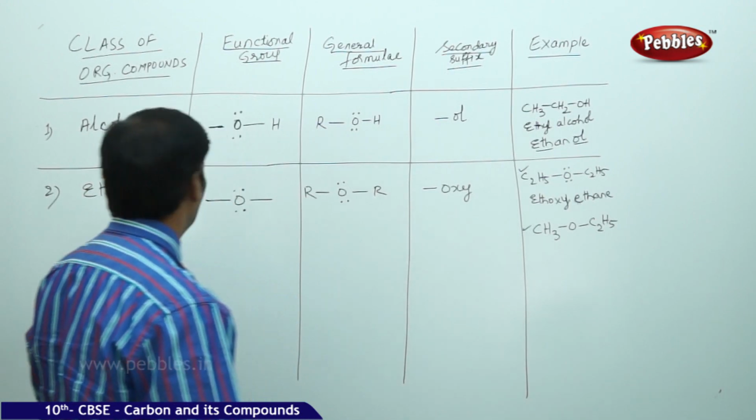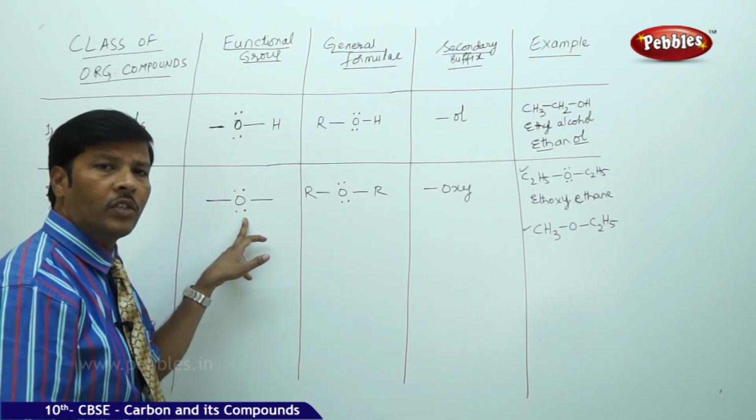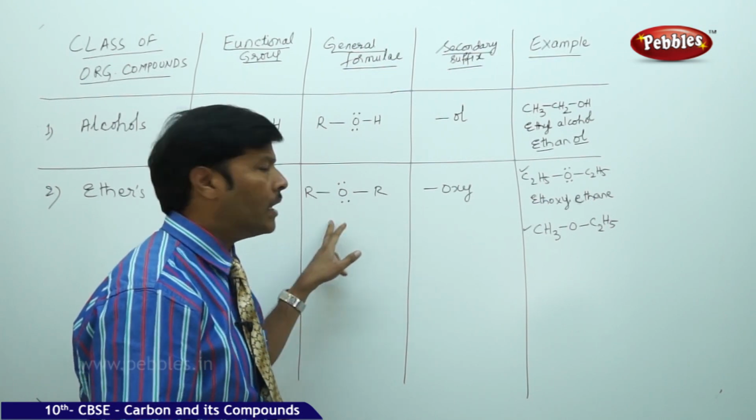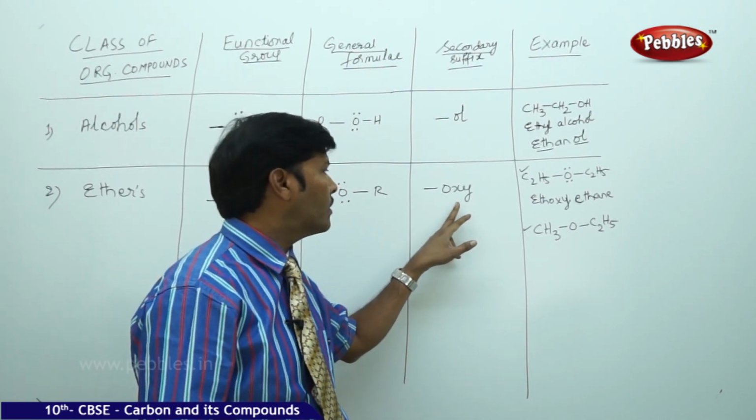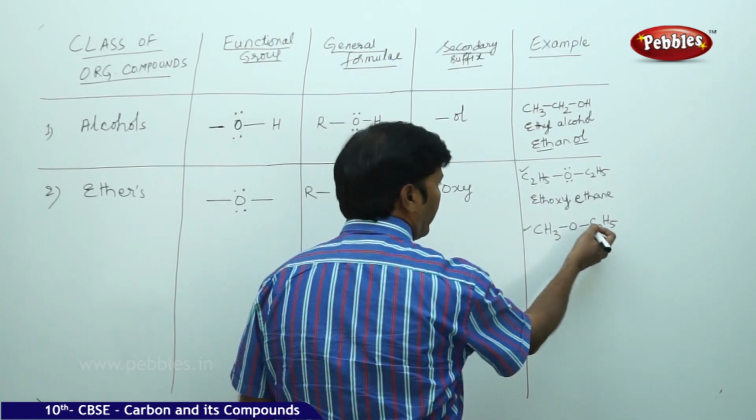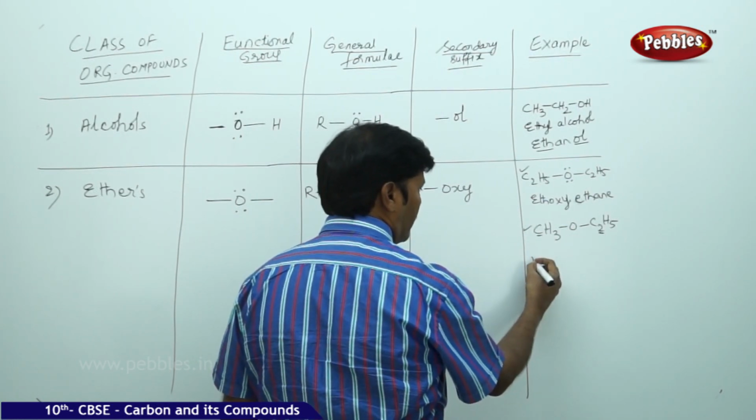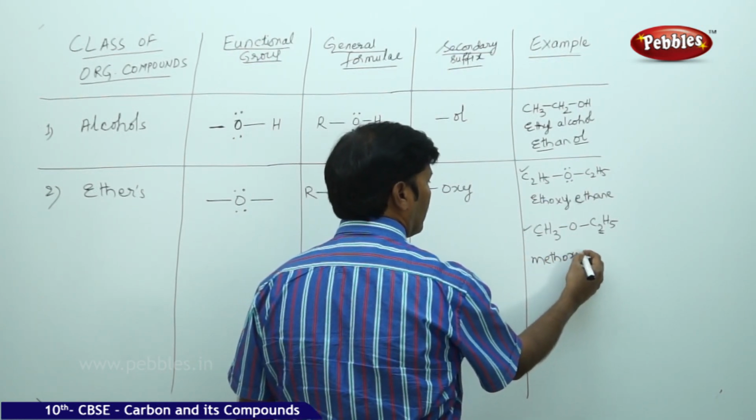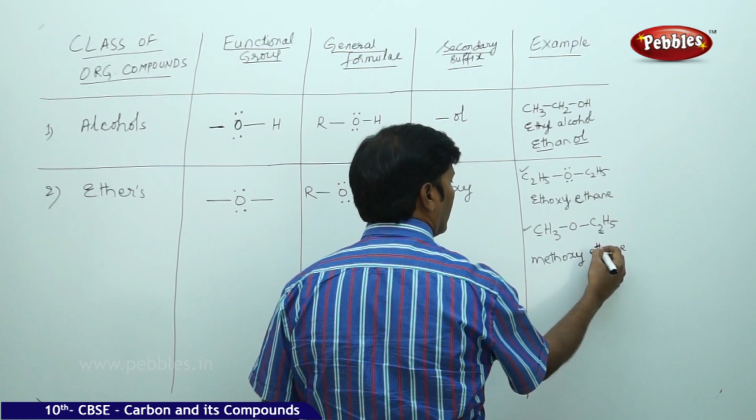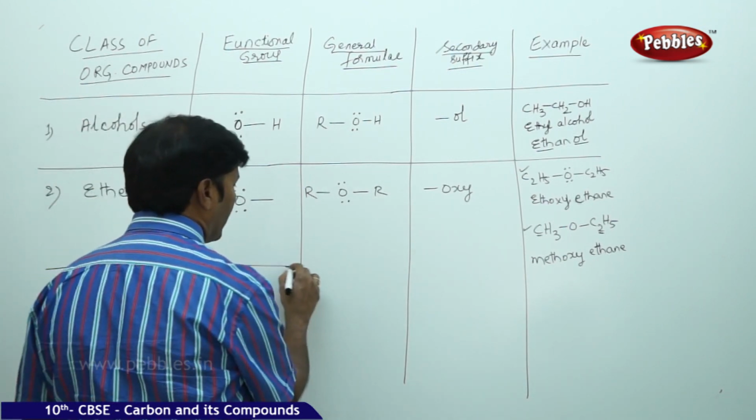Here the class of organic compounds is ethers. The functional group is ethereal oxygen, and this is a dialkyl ether. You can name this compound as a dialkyl ether, and the secondary suffix for ethers is oxy. You can take these examples. The first example is ethoxyethane. In the second example, there are 2 carbons on one side and only one carbon on the other, so we write the IUPAC name as methoxyethane. So we have completed two classes of organic compounds.